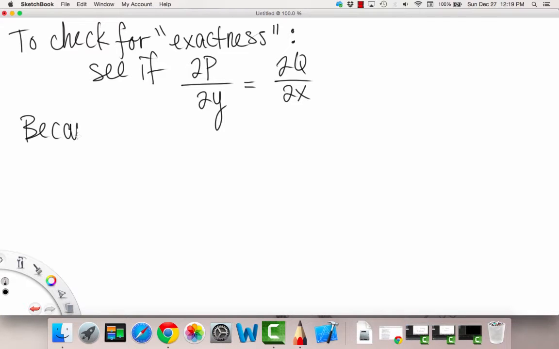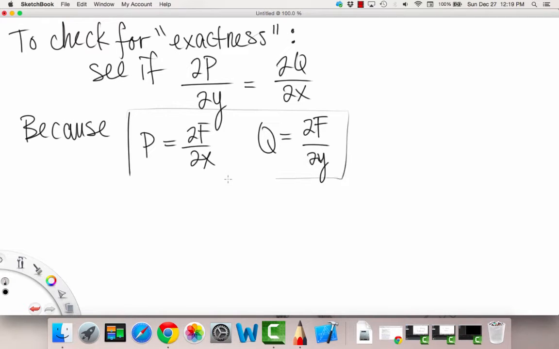Because we have the following. P of x, y is supposed to be equal to the partial of f with respect to x, and Q is supposed to be equal to the partial of f with respect to y. And that is what defines exactness, right? These two equations here.